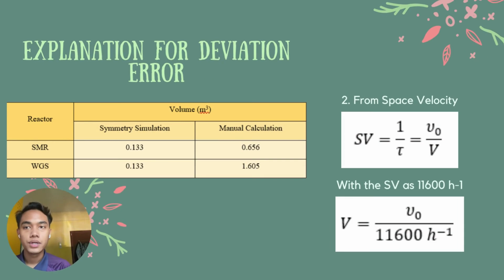Now, to discuss the explanation for the deviation error between the two values, we can see that there is a large difference between the volume used in the Symmetry software, which is 0.133, and also the volume obtained from the manual calculation in the reaction engineering, which is 0.656 for the SMR and 1.605 in the WGS. Now, this volume of the reactors is very related to the space velocity, which is also related to the initial volumetric flow rate for each component. As the volume of the reactors decreases, we can expect that the initial volumetric flow rate for each component should decrease as well, making it more feasible for that reactor.